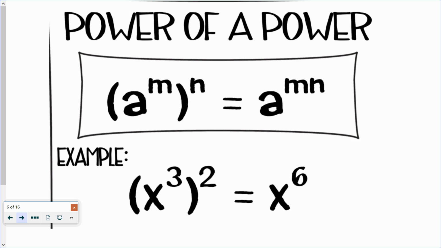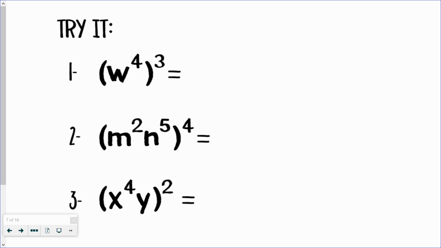The next property is the power of a power. So that's where you're multiplying it by itself that many number of times. So like a to the m to the nth power, you multiply the powers together. When we thought about this in class, we wrote it out as x to the 3rd power times x to the 3rd power, and then 3 plus 3 is 6. So we can also think of this as x to the 3 times 2, which is x to the 6th power. So we can use that shortcut. So again, pause the video and try these couple.